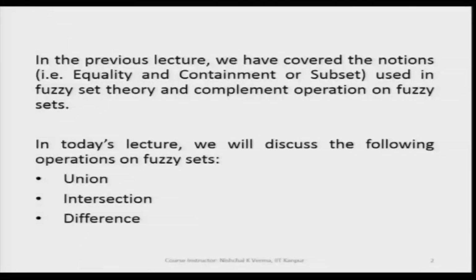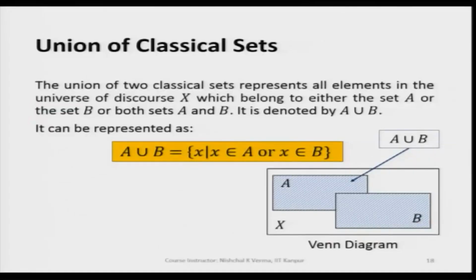In the previous lecture, we covered the notions of equality and containment, or subset, used in fuzzy set theory, and complement operations on fuzzy sets. In today's lecture, we will be discussing the following operations on fuzzy sets. The first one is the union, the second one is intersection, and the third one is the difference of fuzzy sets.